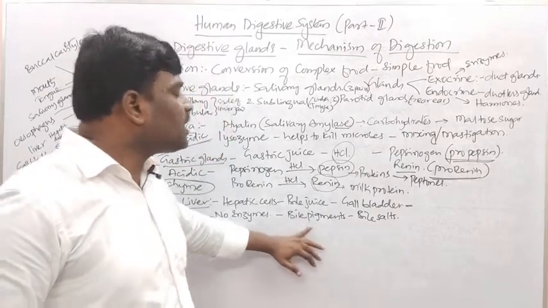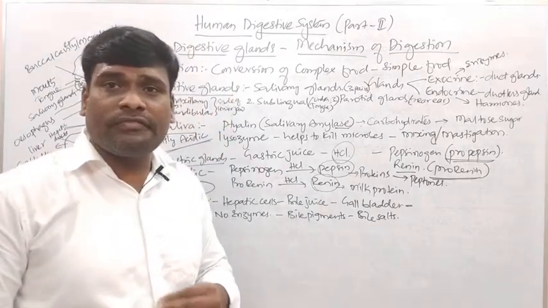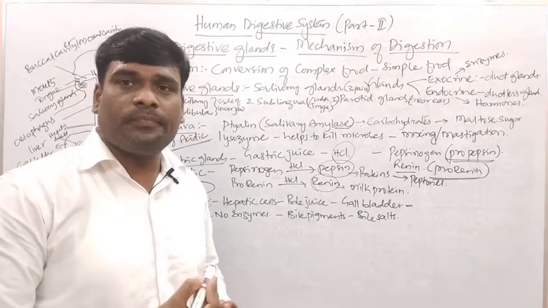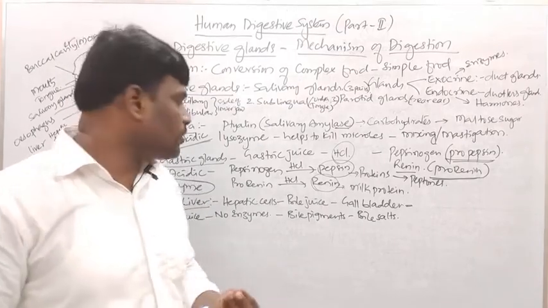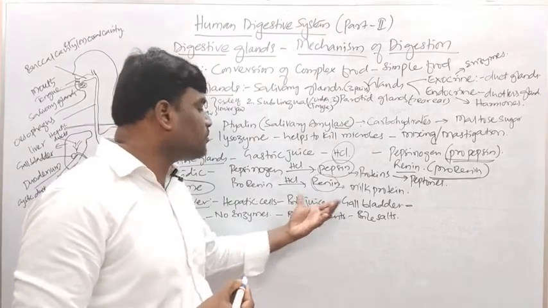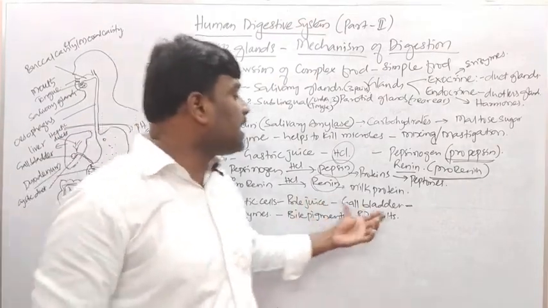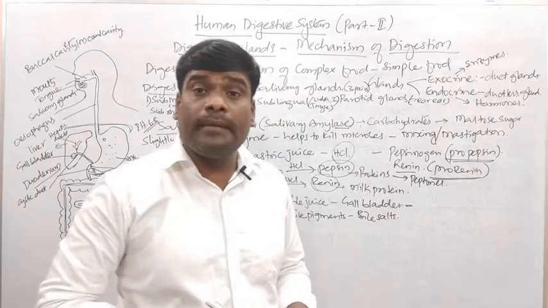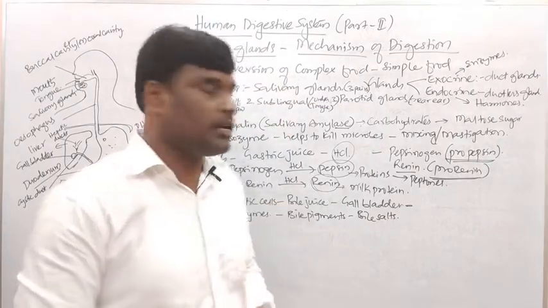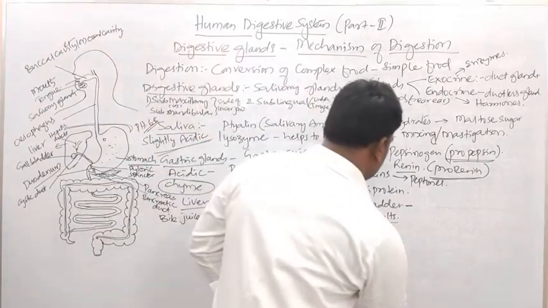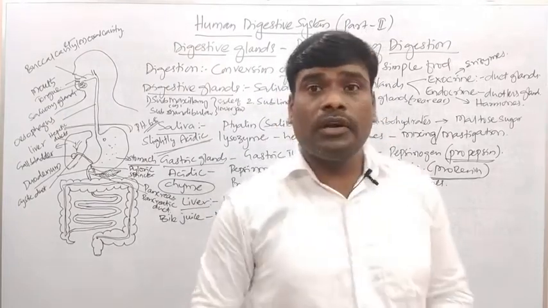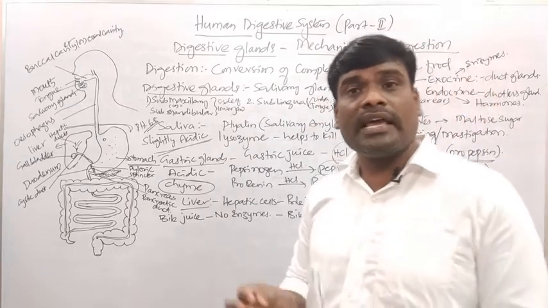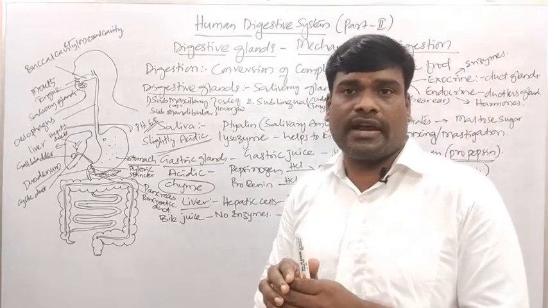Bile pigments will give a color to the fecal matter, to the stool, and even to the urine, children. So bile pigments are used to give the color. And next, bile salts are used for the emulsification of fats. Got it? They do not digest fats, but the emulsification of the fats is seen.